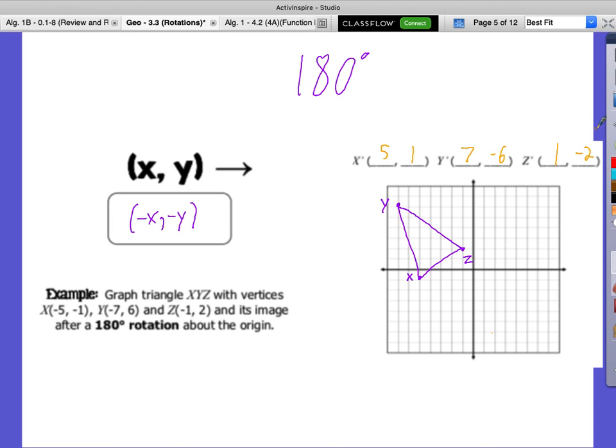Okay, so we have positive 5, 1 is our x prime. 7, negative 6 here is our y prime. And z prime is at 1, negative 2. So this one ends up being diagonal of where it was originally, and we rotated it around. So z was closest to our origin, z is still closest to our origin. Y was furthest away, it's still furthest away. It's like we spun it all 180 degrees around.